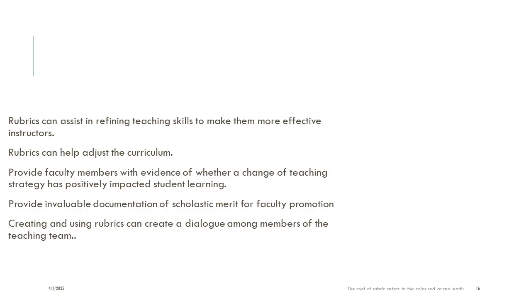Rubrics provide faculty members with evidence of whether a change of teaching strategy has positively impacted student learning. Maybe I was using a certain teaching strategy this year, and due to the surveys and the rubrics, I discovered that I should tackle this part of teaching in another way, with another strategy. So I will improve my teaching strategies. Rubrics also provide invaluable documentation of scholastic merit for faculty promotion, or how the faculty will get promotion.